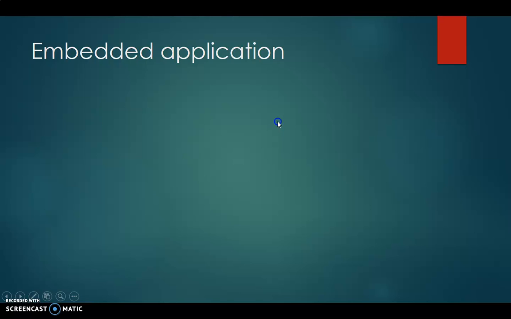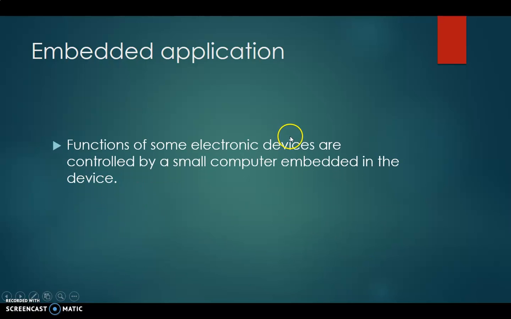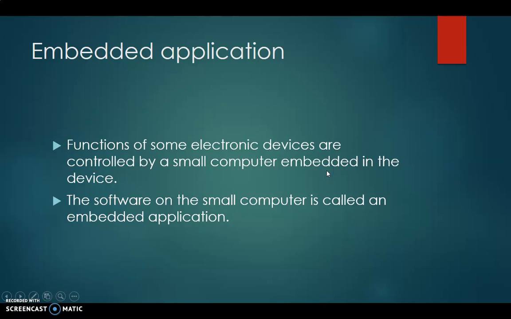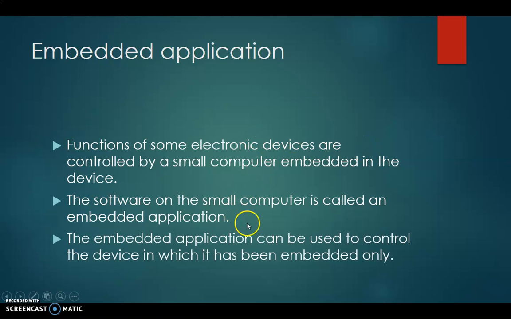First, embedded application. Functions of some electronic devices are controlled by a small computer embedded in the device. The software on the small computer is called an embedded application. You may be using all such devices at home also, in microwave, in washing machine. You can see that some digitalized panels are there, some small programs are there. So device by device some features are different. So those applications are called embedded applications. The embedded application can be used to control the device in which it has been embedded only.